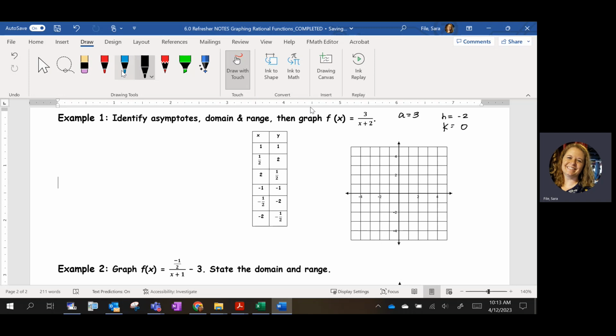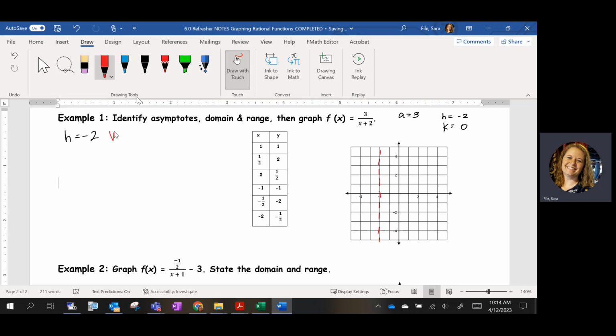So what this tells me is that I'm going to actually write this side by side. So H is negative 2, which means my graph is shifted to the left 2. So that vertical asymptote that was at 0 is now at negative 2. So I'm going to sketch that in my graph.